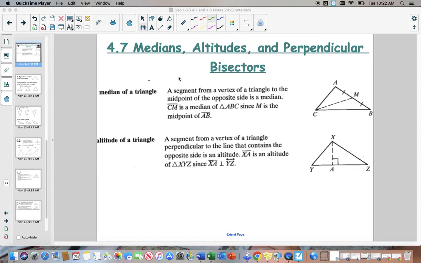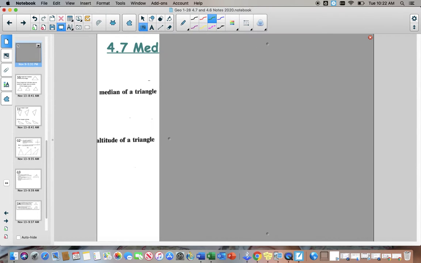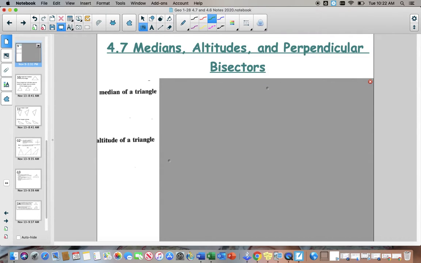Good morning, class. We're going to do a little review of medians, altitudes, and perpendicular bisectors. We discussed this earlier in the year, but we're going to walk through it again. So first, let's talk about the medians of a triangle.